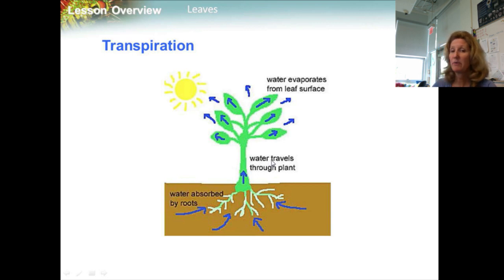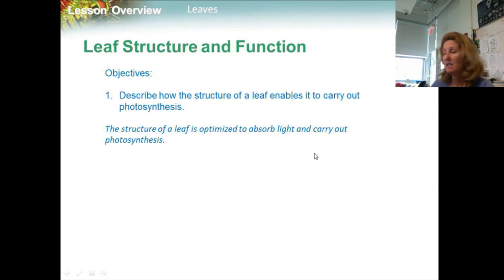However, water also evaporates from the surfaces and is lost to the atmosphere. Transpiration is the loss of water through leaves. This loss of water may be replaced by water drawn into the leaf through the xylem vessels in the vascular tissues. Transpiration helps to cool leaves on hot days, but it also may threaten the leaf's survival if water is scarce, as is seen in a wilting plant. So our objective was to describe the structure of leaves and how it enables them to carry out photosynthesis. The structure of the leaf is optimized to absorb light and carry out photosynthesis.